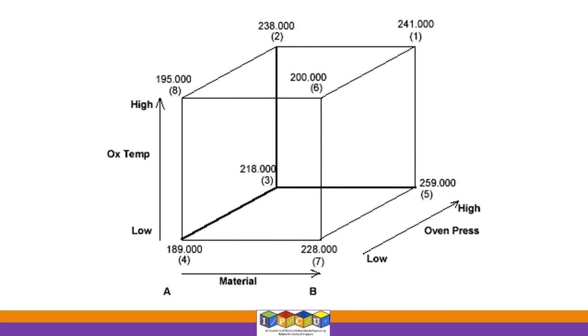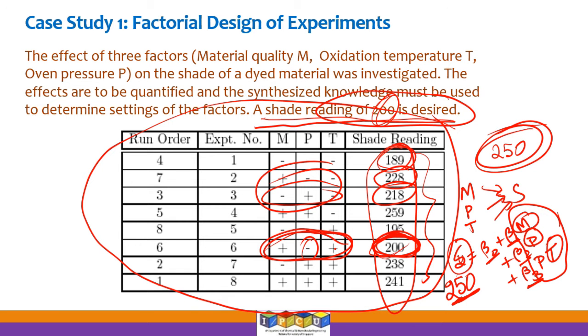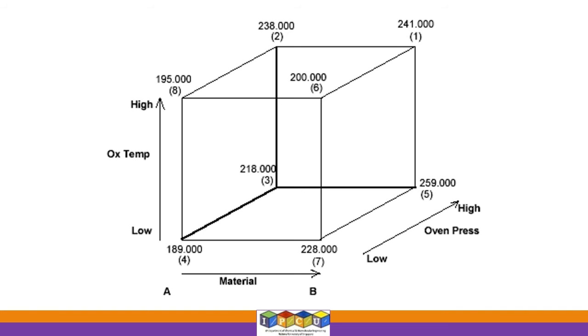All right. So these 8 experiments that you see in this slide can be conveniently put in this cube form. You show the 8 corners. Material A is low, material type B is high. Oven pressure can be a low value and a high value. The oxidation temperature can be a low value and a high value.